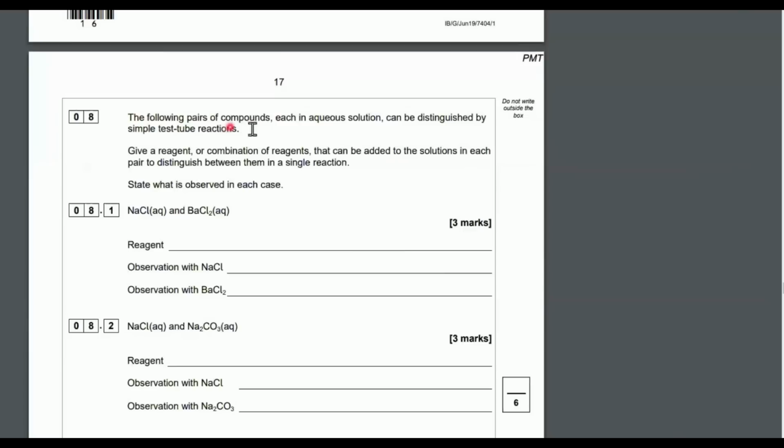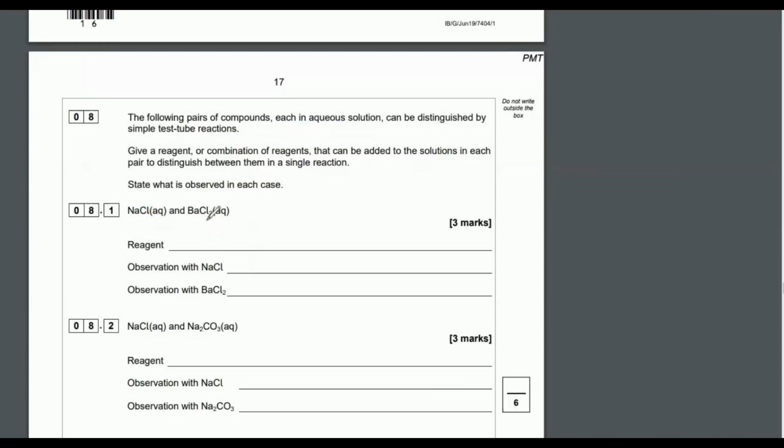The following pairs of compounds, each in aqueous solution, can be distinguished by simple test tube reactions. Give a reagent or combination of reagents that can be added to the solutions in each pair to distinguish between them in a single reaction. So we want one reagent that can tell these apart. We've got sodium chloride aqueous and barium chloride aqueous.